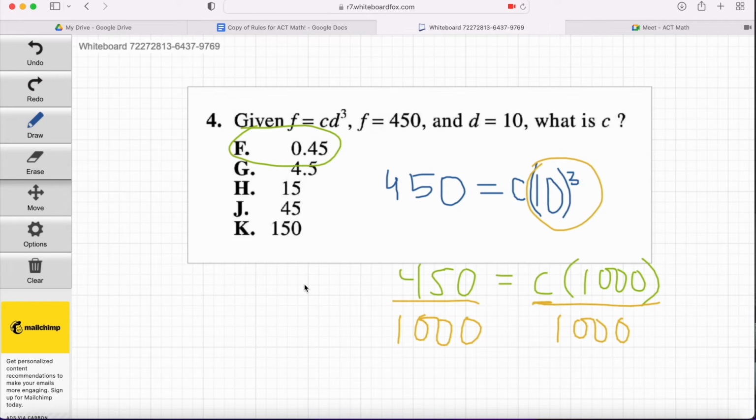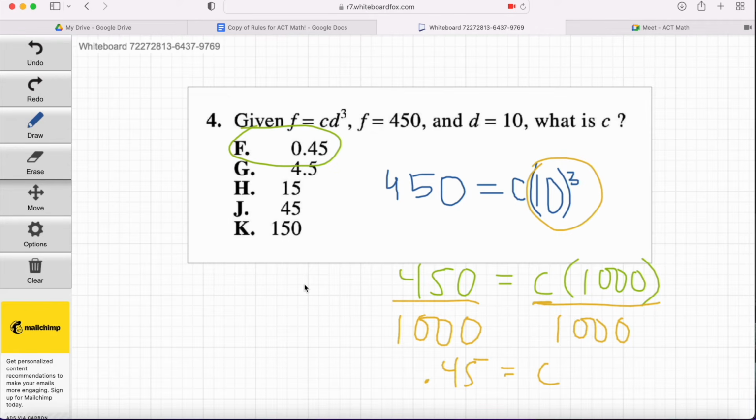Punch that in your calculator real quick. I just want to confirm this and make sure we're on the right track. I feel pretty good about it. But what's 450 divided by 1,000? It would be 0.45. 0.45 equals C. Any questions about that, Abby? No, sir. I think I got it.